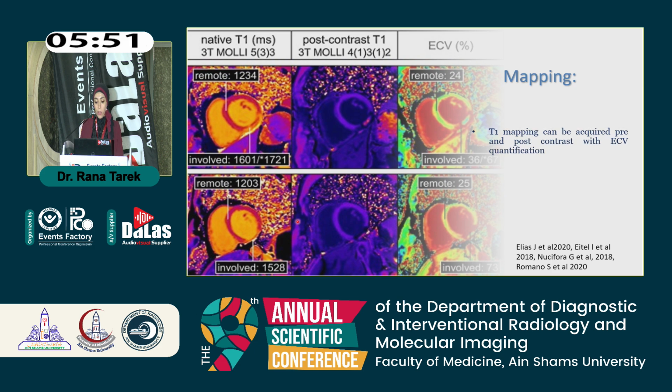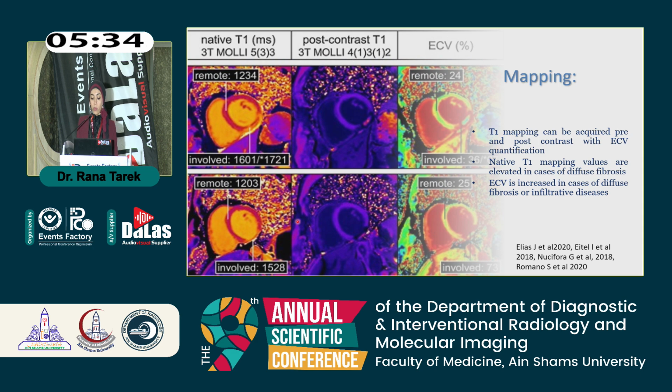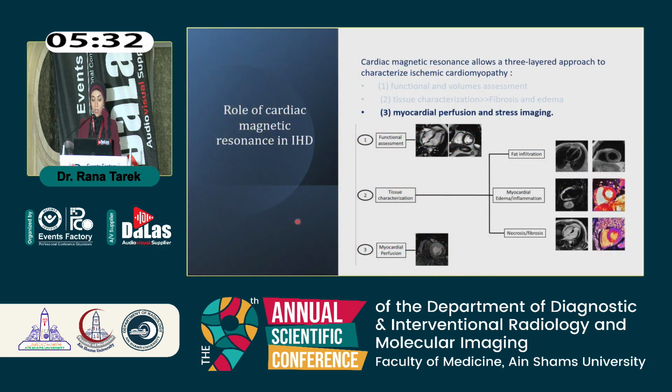T1 mapping can be acquired pre- and post-contrast with ECV quantification. The native T1 mapping, or the pre-contrast T1 mapping, is elevated in cases of diffuse fibrosis. The ECV, or extracellular volume, is calculated after giving the contrast, and it can also increase in cases of diffuse fibrosis or infiltrative disease. So it's very important to assess the T1 and ECV values to confirm that this is just chronic ischemia and we don't have an element of infiltrative heart disease.